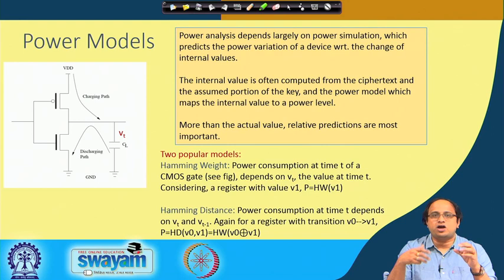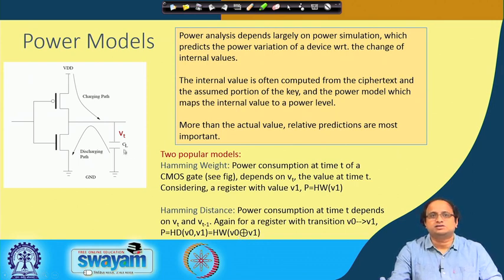On the other hand, if you have a Hamming distance model, then the power consumption depends upon the Hamming distance between the current state and the previous state. That would imply that if you have a register which makes a transition from, say, V0 to V1, then the power is modeled by the Hamming distance of V0 and V1, which is nothing but the Hamming weight of V0 XORed with V1. That basically counts the number of switches.